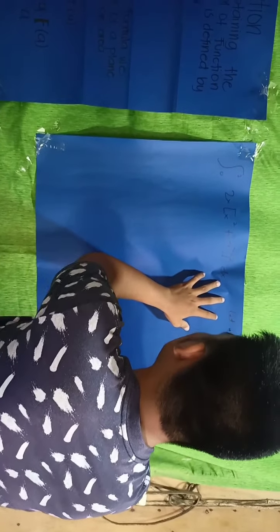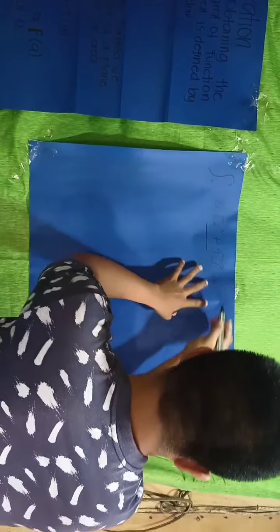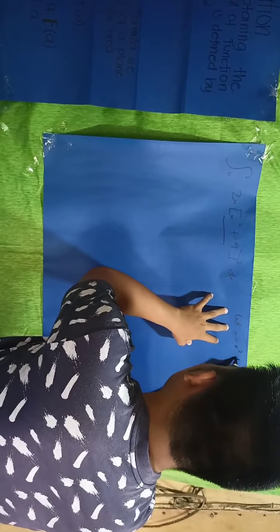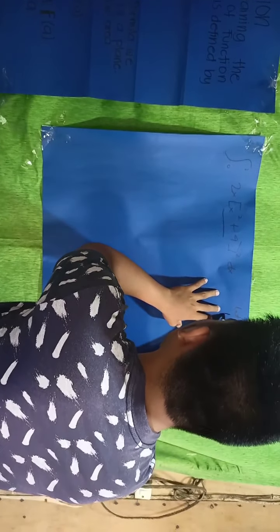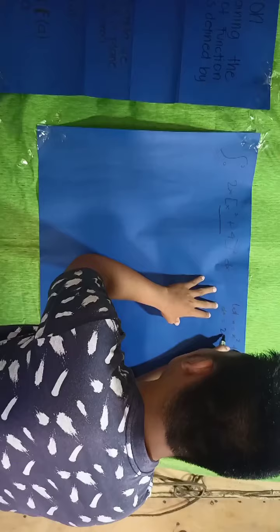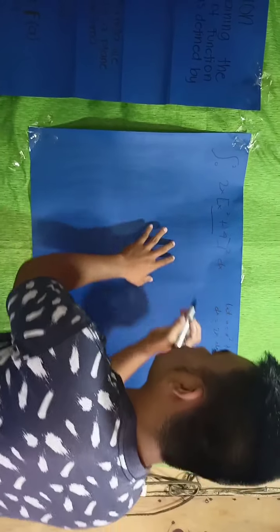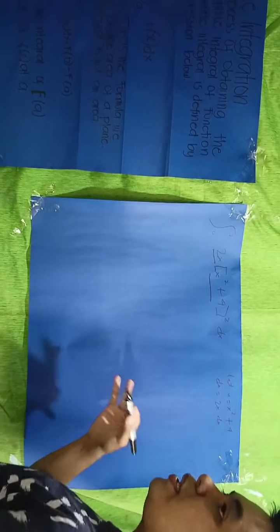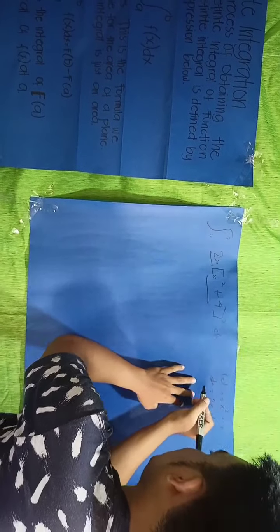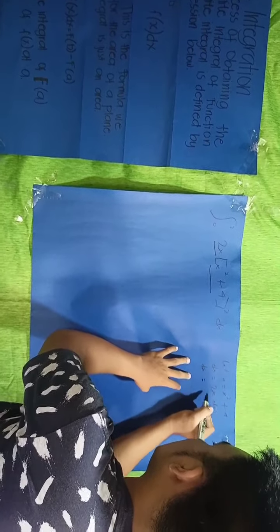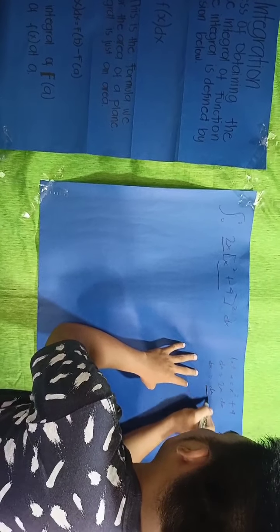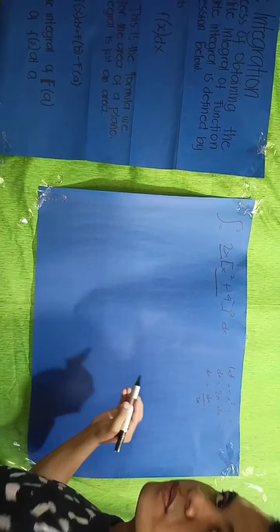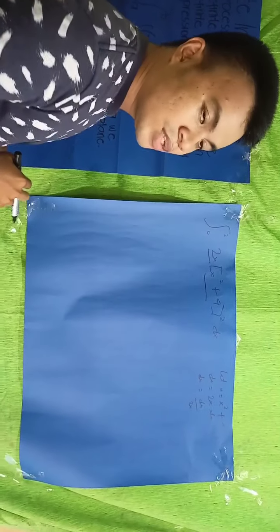So we let u equal this expression, x squared plus 4, and we let du equal 2x dx to cancel out the 2x here. So we already know how to solve for dx. The dx would be du over 2x.